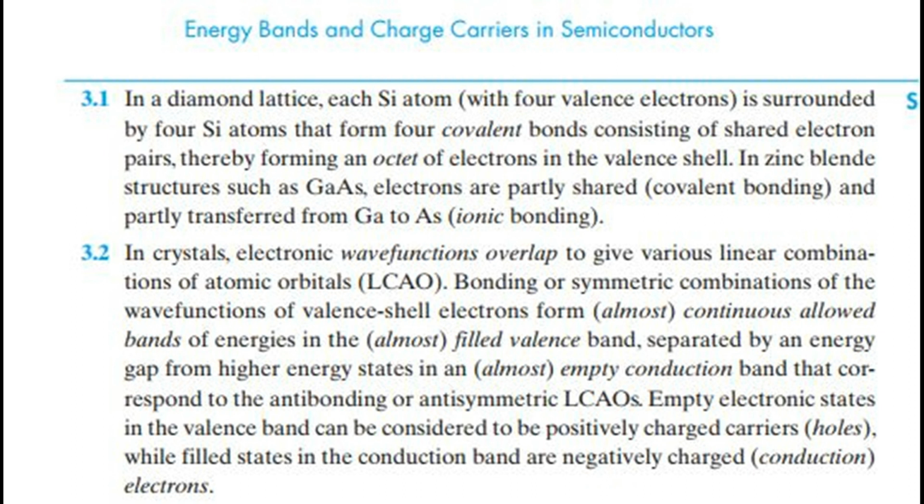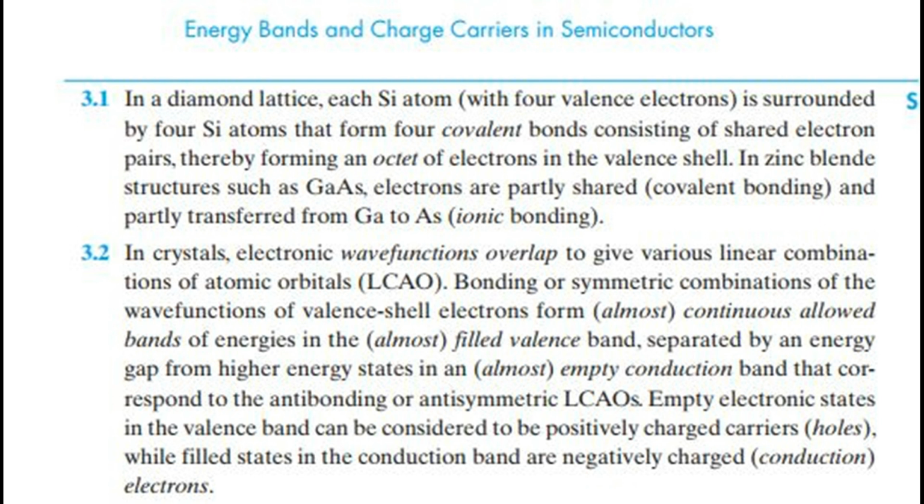3.1 In a diamond lattice, each Si atom, with 4 valence electrons, is surrounded by 4 silicon atoms that form 4 covalent bonds consisting of shared electron pairs, thereby forming an octet of electrons in the valence shell. In zinc blende structures such as gallium arsenide, electrons are partly shared, covalent bonding, and partly transferred from gallium to arsenic, ionic bonding.